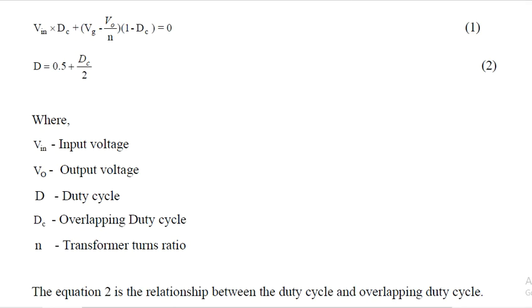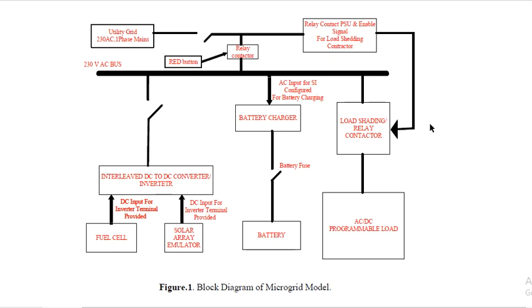This is the actual setup of the microgrid model. I did only the simulation of the front end converter, only the interleaved DC to DC side. I did only this part. And this is the diagram for the whole microgrid model, you can see this diagram also.